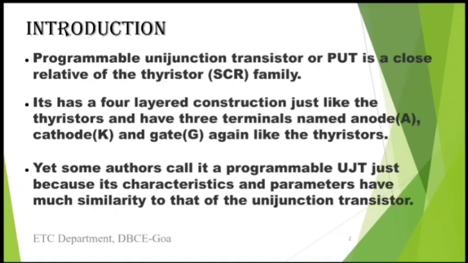Programmable Unijunction Transistor, or PUT, is a close relative of the thyristor family. It has a 4-layer construction just like a thyristor and has 3 terminals named anode, cathode and gate, again like a thyristor. Some authors call it programmable UJT because its characteristics and parameters are similar to that of a unijunction transistor.